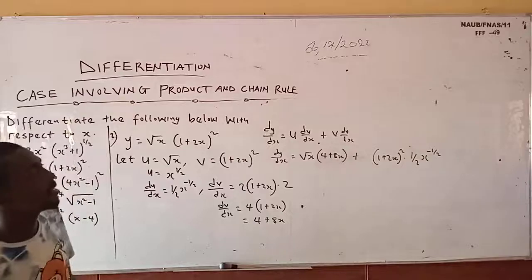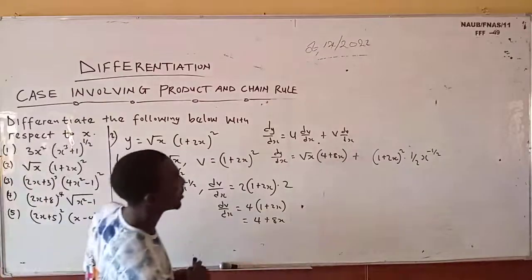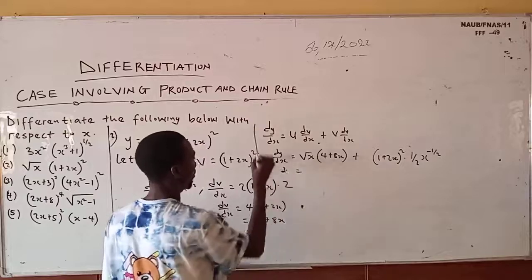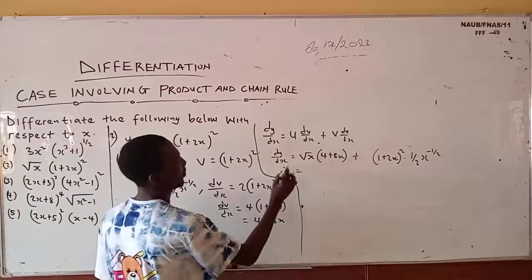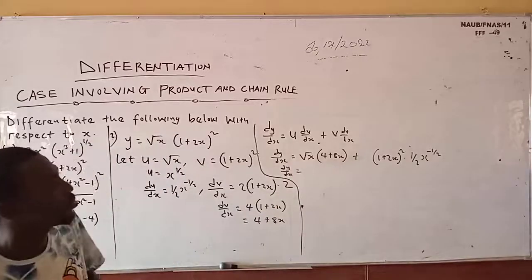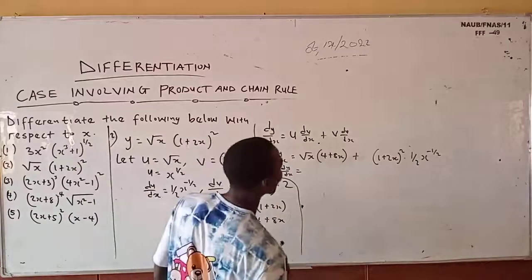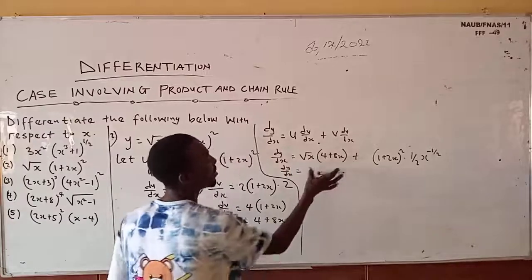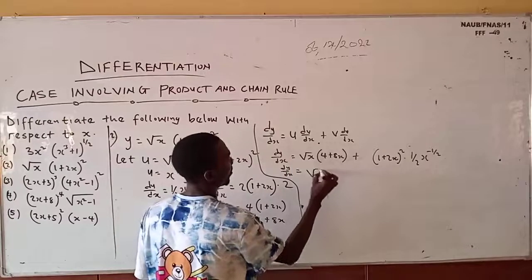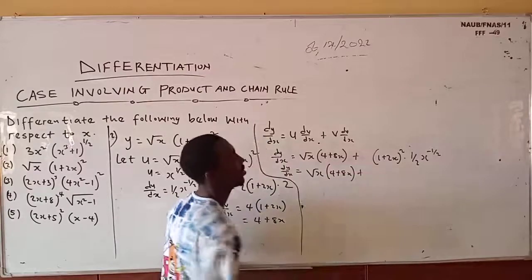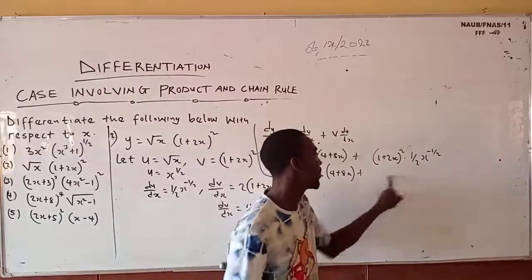So now the next thing is just mathematics. So let's look at what we can do. So dy/ds. Now what can we do? Let's clear the brackets. If we clear the brackets for this, we are going to have root s into 4 plus 8s. Now let's try and simplify this.